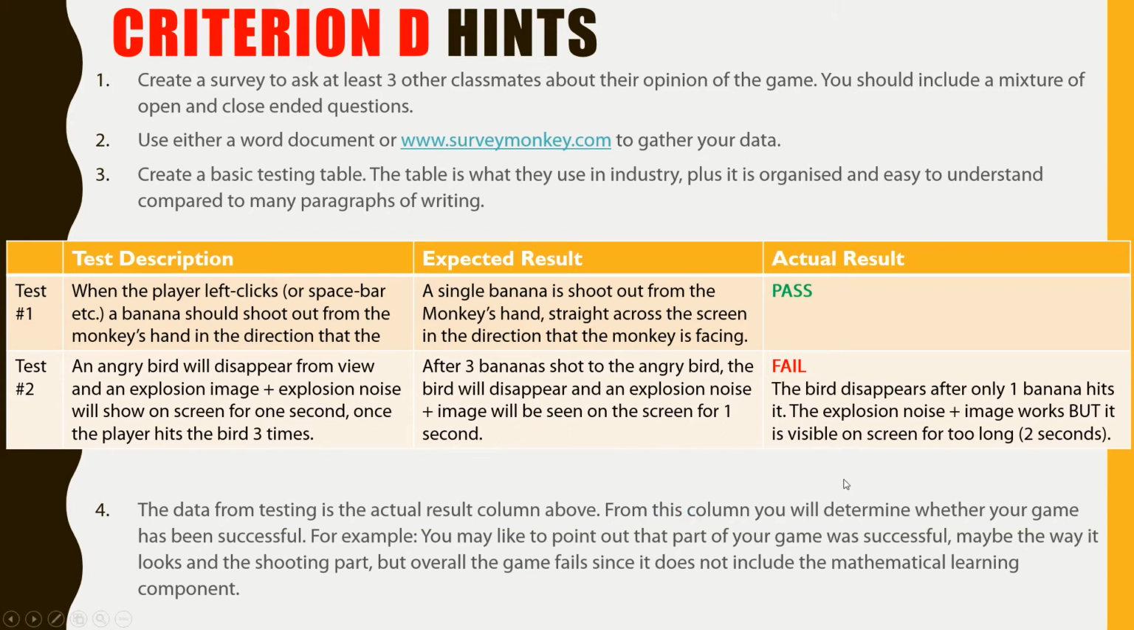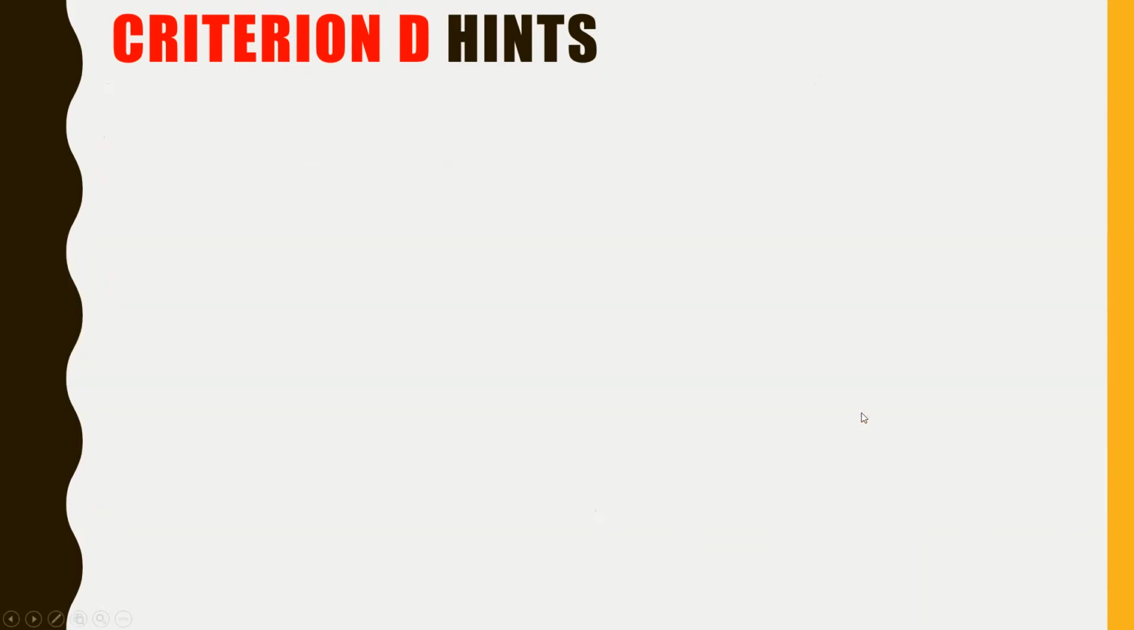Okay, so for example, you might like to point out the part of your game that was successful, maybe the way it looked and the shooting part, but overall the game failed since it did not include the mathematical learning component. So you need to have a very clear image from here of whether or not it passed or failed, or whether it was a success or not.